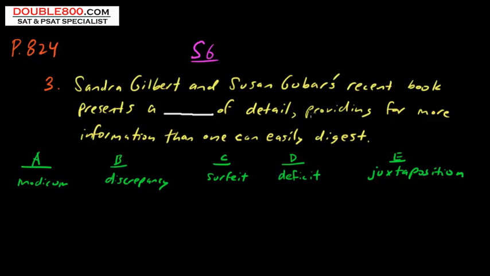There are no clues before the comma, but here's the key phrase, providing far more information than one can easily digest. So we're just looking for a word that means a lot, far more, significant, abundant. So when we look at these answers, again, we're going to use this as a vocab building exercise.